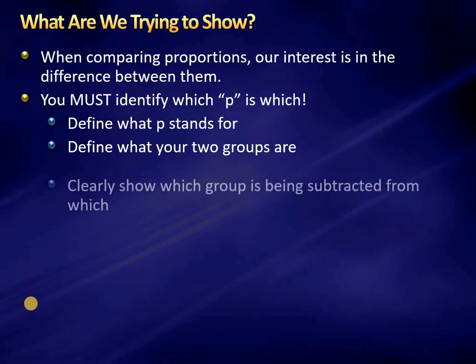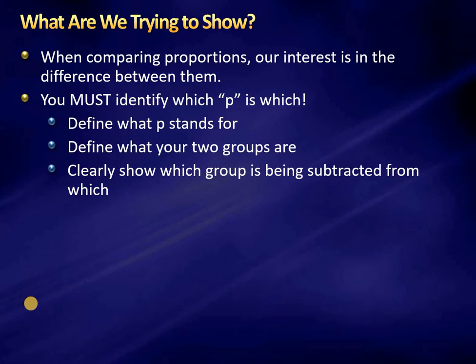Then you define what your two groups are, and you have to show a very specific order. Because if I'm thinking that more females are accepted at UVA than at Virginia Tech, then the order that I put my two groups in matters. I don't know if that's true or not.